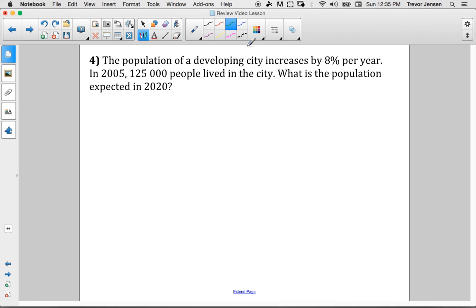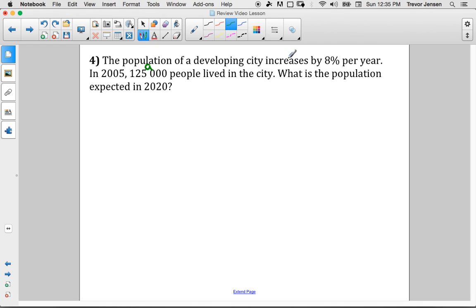This is another example of exponential growth, but this time the growth is going to be given to us as a percent, okay? So the population of a developing city increases by 8% per year. In 2005, 125,000 people lived in the city. What is the population expected in 2020? So we have our initial value. In 2005, it started off with 125,000.